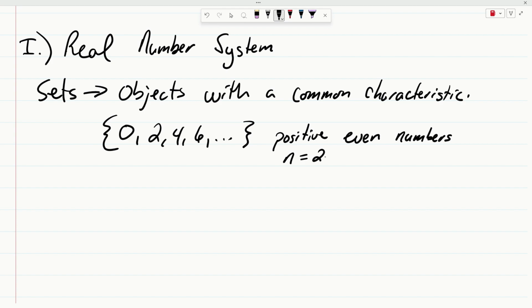Let me just write this real quick and then I'll explain it. So what is common? Each number is even. And how do we get even numbers? Well, we just take 2 and we multiply it by any other number we want. So 2 times 0, 0. 2 times 1, 2. 2 times 2, 4. 2 times 3, 6, and so forth. Okay? So this is how we actually generate our real number system.